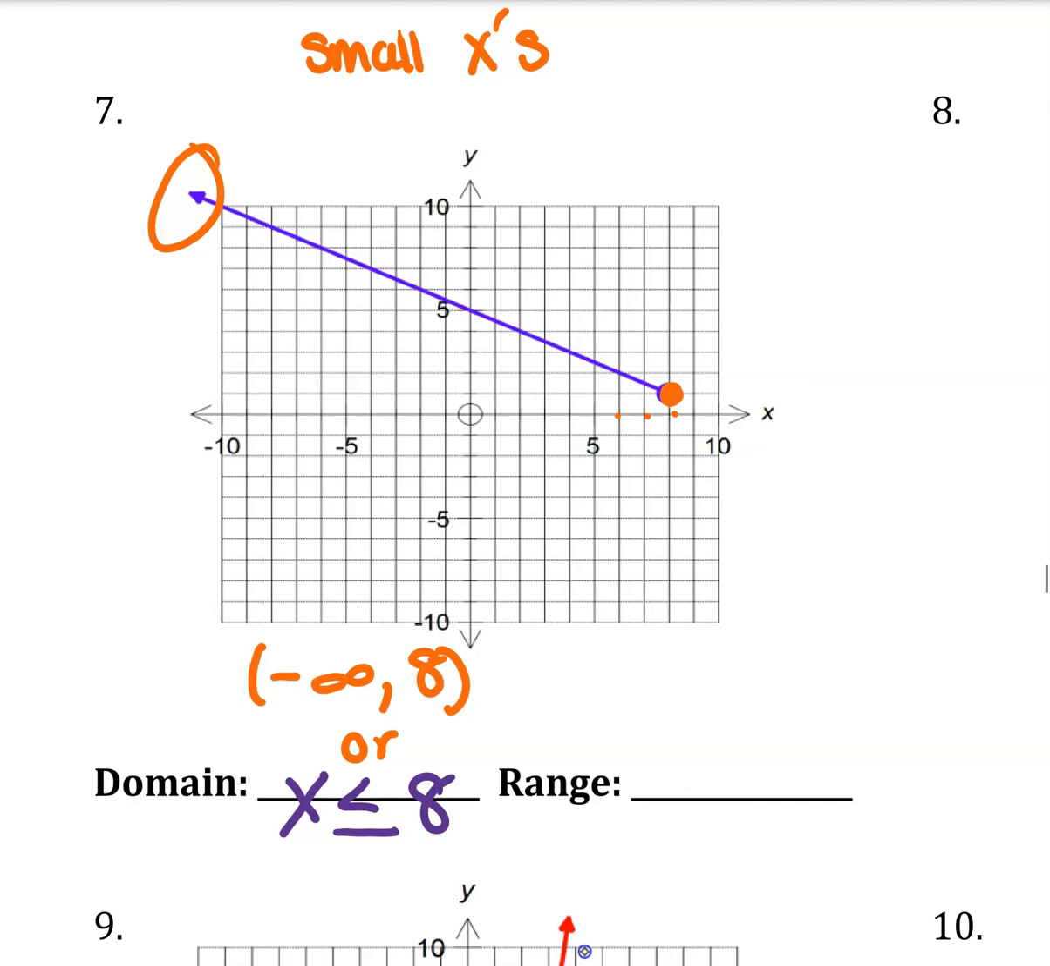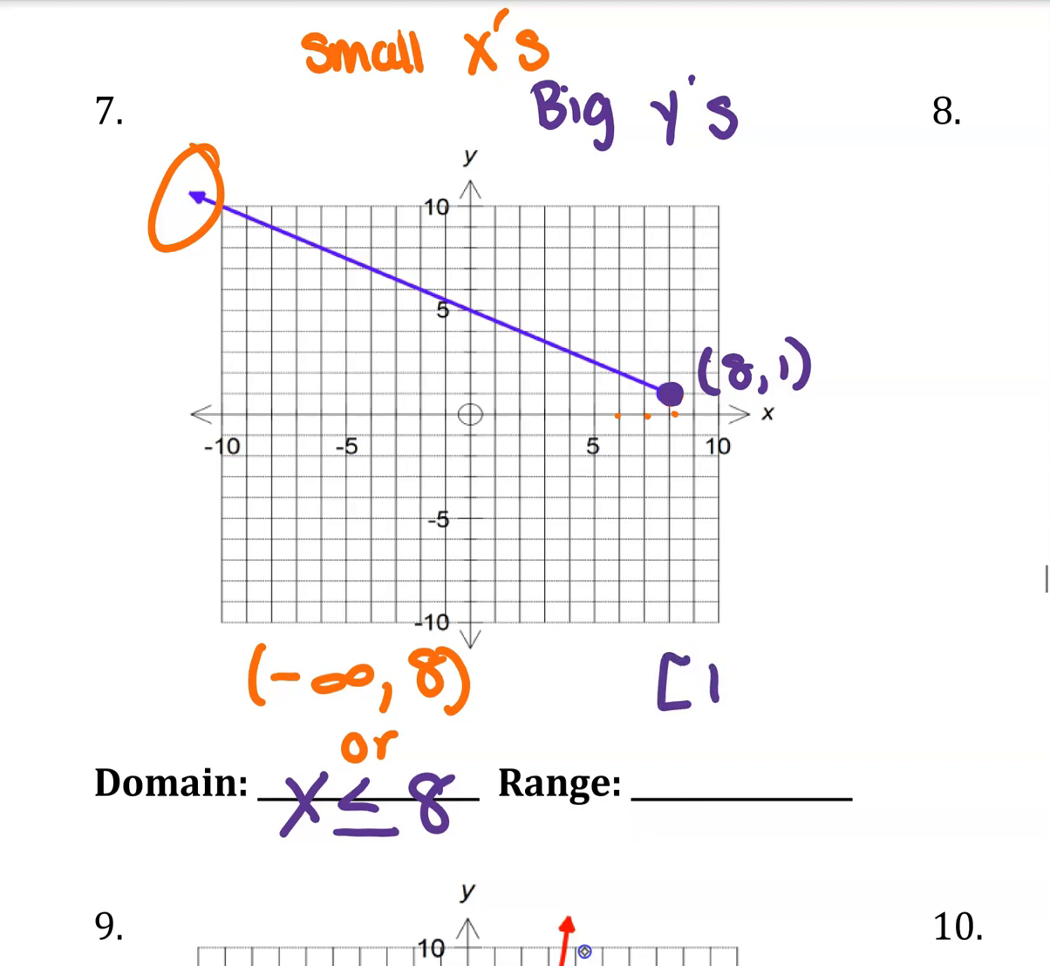Now let's talk range. The arrow is going up. I know it's going to the left, but it is technically going up. So we're getting big y's this time. When we're getting big y's, we need to really look at this start-stop position because this is going to be your smallest since the y's are getting bigger. So this one starts at 8, 1. So that means my smallest y is going to be 1. So I'm actually going to bracket that.